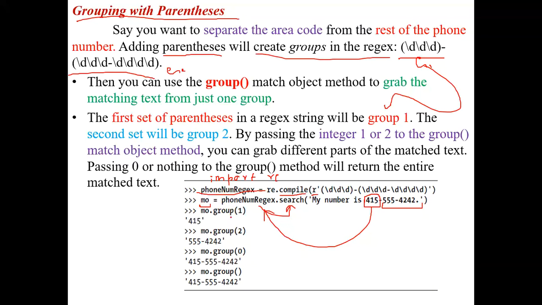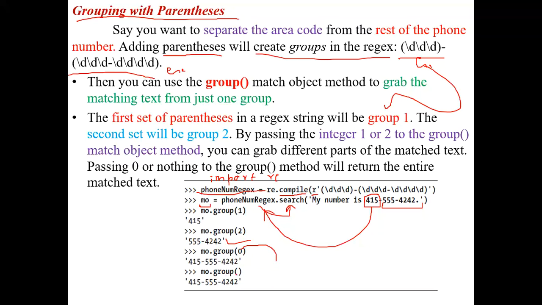So, mo.group(1) is going to return the first matching part, which is the area code. The next matching part will be the rest of the 7 digits, which we will get with group 2. And group 0 is going to display the entire matching. Even group 0 is going to display the entire match.